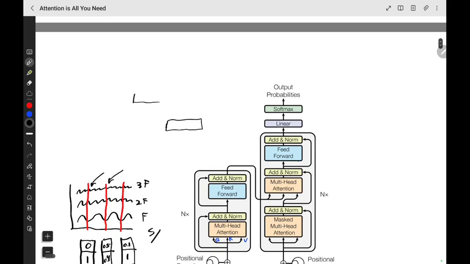So you take the initial encoding. I'm just going to represent it as a single vector. So this will be of shape E. And then you blow it up to shape 4E, to some higher dimensional space. And then you bring it back down.